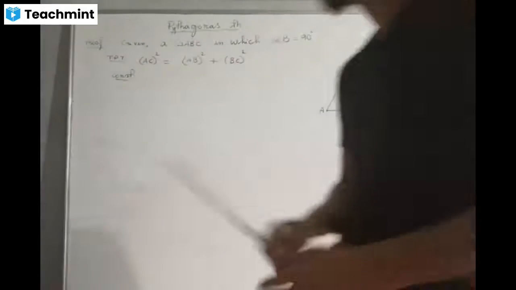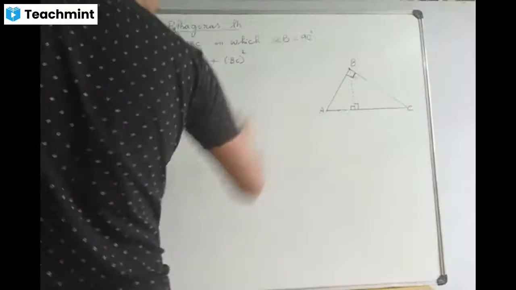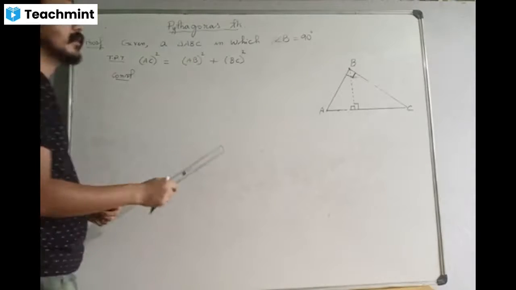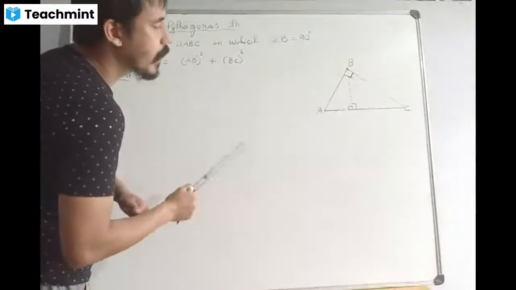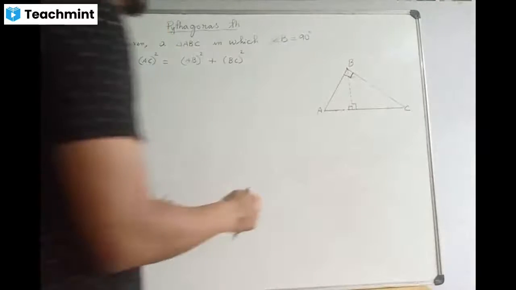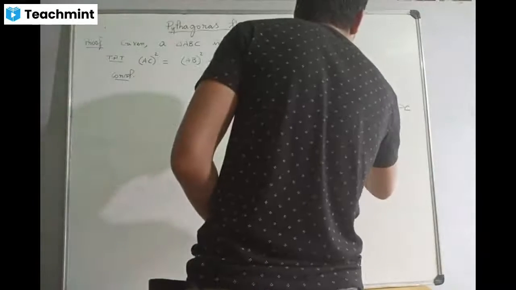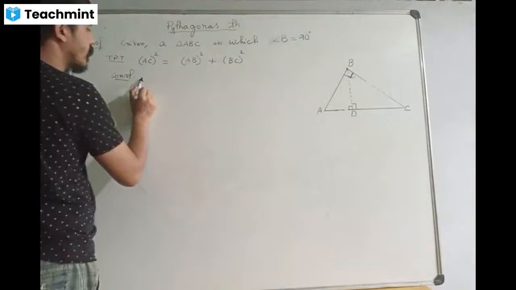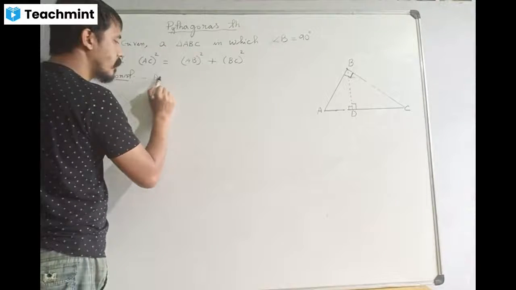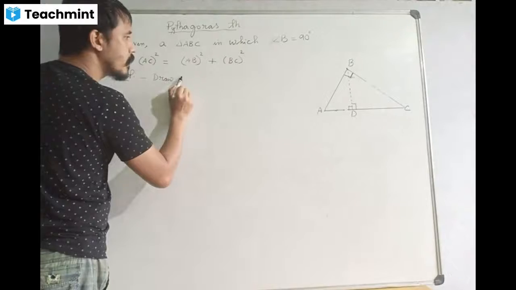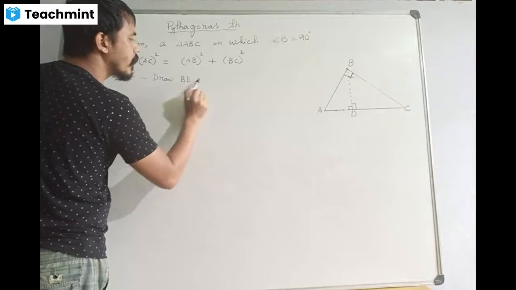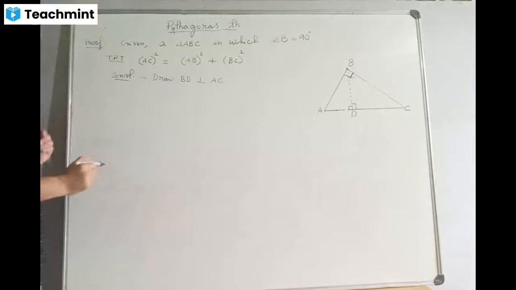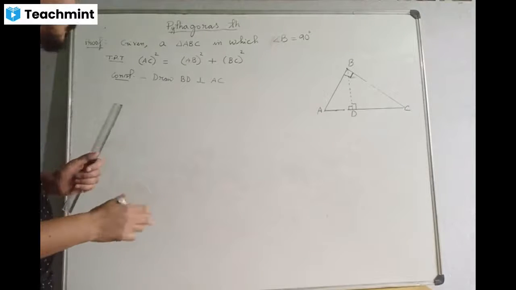Construction: from the vertex B, I have drawn a line, say BD, which is perpendicular to AC. So what I've done here is draw BD perpendicular to AC. Is it okay? That is the construction that we require.